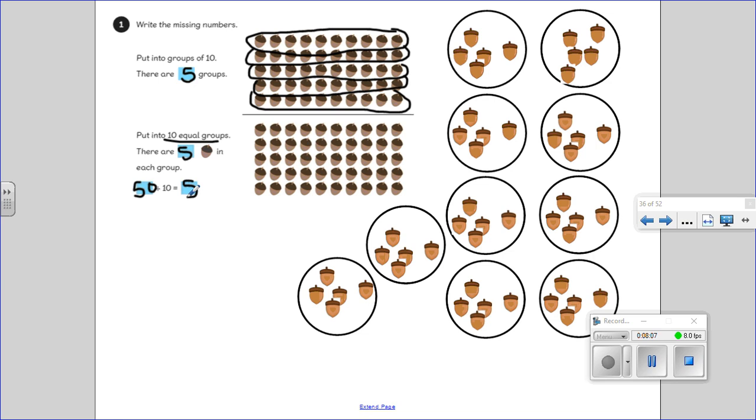Super work. Okay, try and have a go and see if you can write our multiplication equation now. Okay, so we've got our 10 equal groups with 5 acorns in each equals 50 acorns all together. Well done.